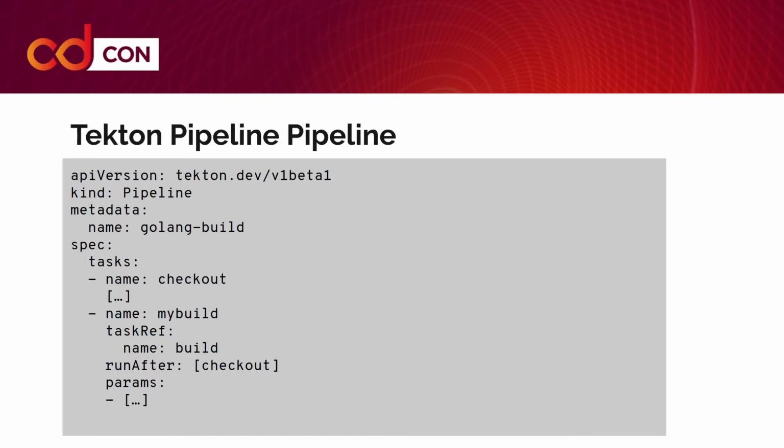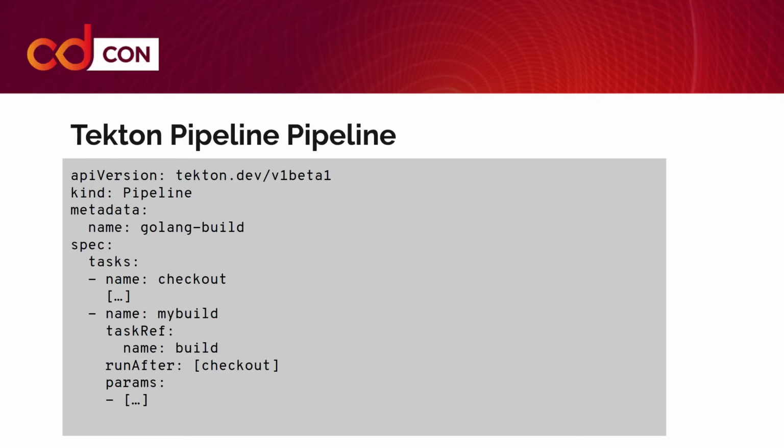And then we have the my-build task, which is going to refer to a task named build, which might be similar to what we defined before. And we give it some parameters, etc. And you can note the runAfter. So this is how you declare dependency between tasks. Here we are asking the pipeline to run my-build after we did the checkout, obviously to get the source code. And yeah, that's a quick introduction to Tekton Pipeline.